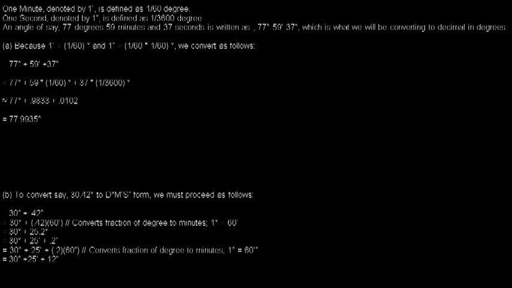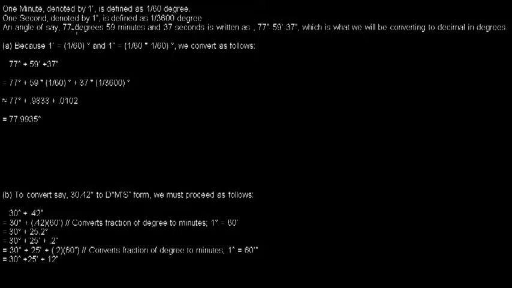Hi, today we're going to be converting between decimals and degrees, minutes, and seconds. So 1 minute is denoted like this, and it's defined as 1/60th of a degree. And 1 second is denoted like this, and is defined as 1/3600th of a degree.